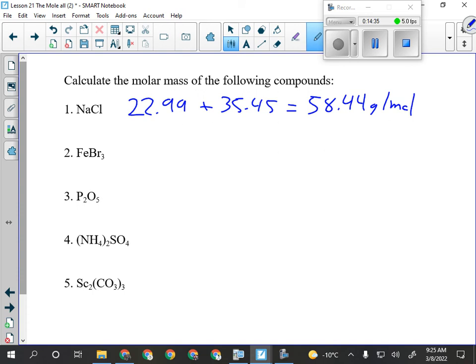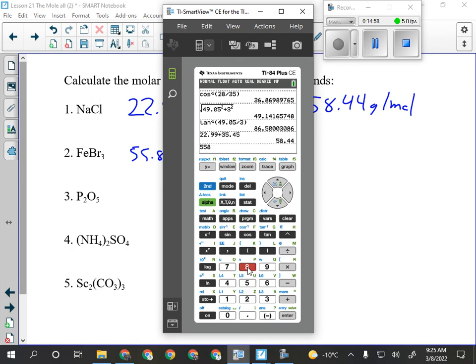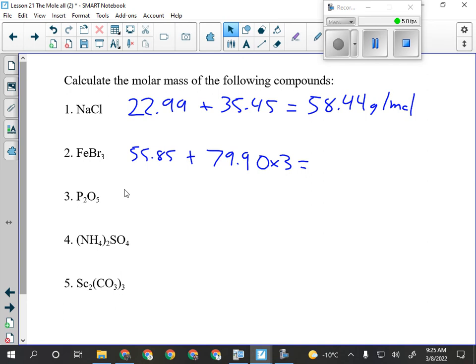All right, and then for number 2, we've got iron 3 bromide. So the iron's 55.85, I believe, and bromine is 79.90. Is that right? Yeah. Okay. And there are 3 of them. All right, so we're looking at 295.55 grams per mole. All right, give you a little bit more time to get ahead of me there.